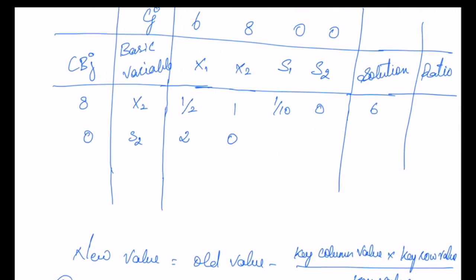This is what we were intended to make, right? The pivot element to 1 and the corresponding column element to 0. In order to make this element 0, we are using this formula.